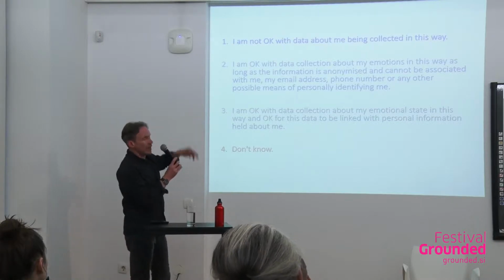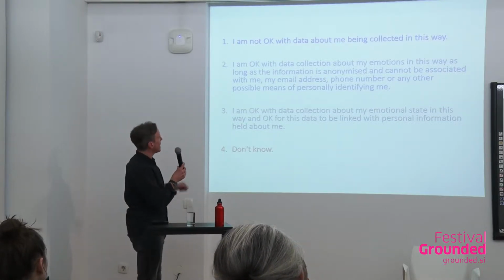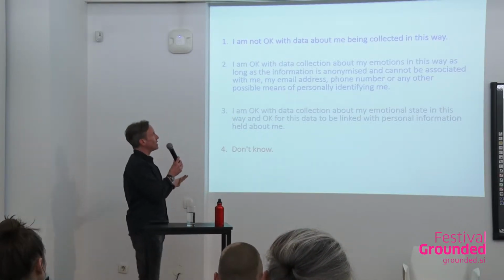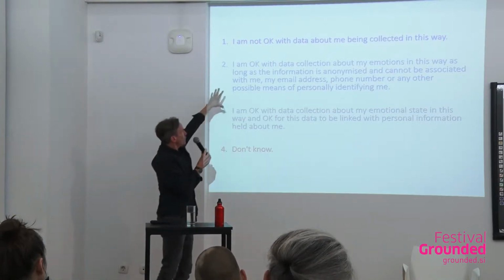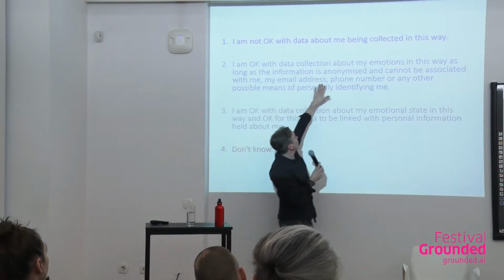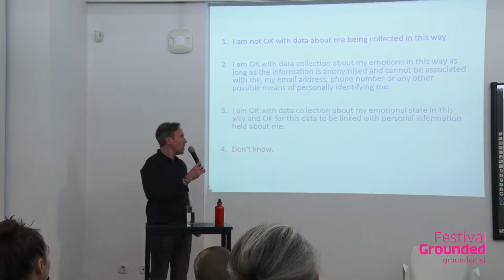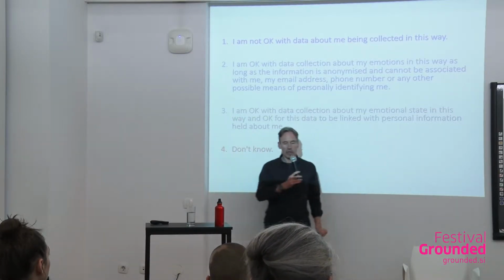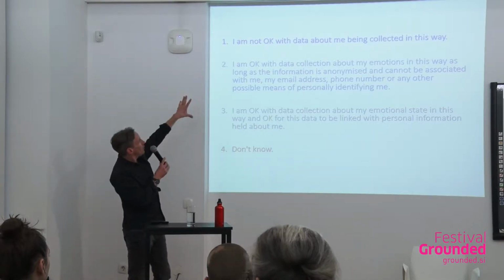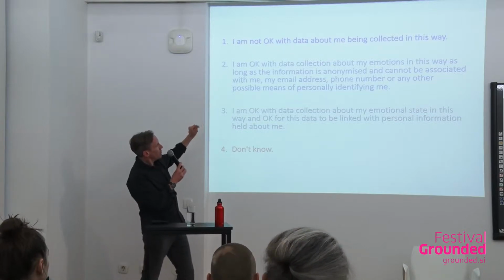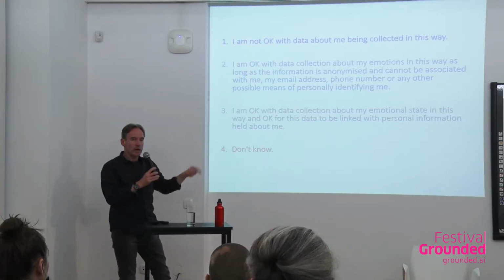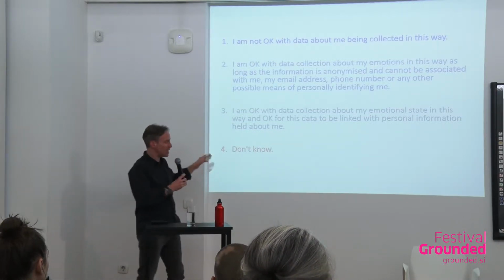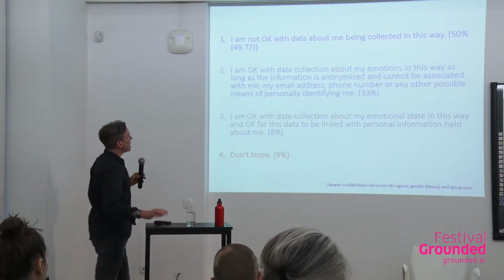So in terms of whether they're okay with having their data collected, one option was that they could say, I'm not okay with data about this being collected in any way, shape, or form. The other option was that they're okay with it as long as the data is anonymized. The third option was, I'm okay to be linked with personal information. And then there was a don't know. So one, I'm not okay in any way, shape, or form. Two, okay, as long as it's anonymized. Three, I'm okay to be linked with my personal data in terms of my mobile devices, in terms of my address, i.e. my real-life identity. Four, don't know.